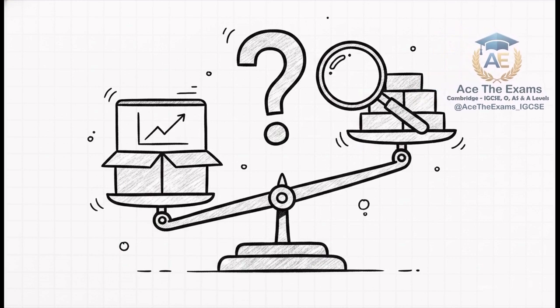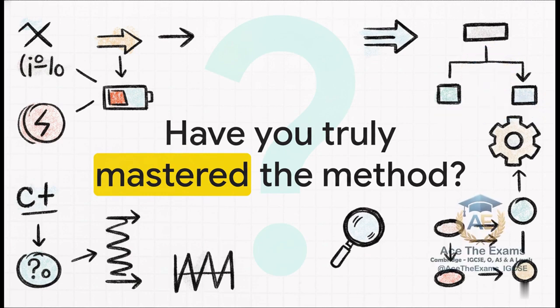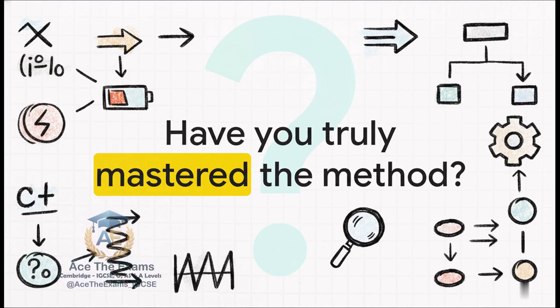I'll leave you with this provocative thought to ponder before you tackle your next set of past paper questions. Have you truly mastered the method, or are you just memorizing the theory? Knowing the 7 energy stores and 4 transfers is just the entry ticket to the exam hall. True mastery, the kind that secures those top-tier grades, comes from your ability to deconstruct, systematically solve, and critically evaluate completely unfamiliar contexts on the fly.